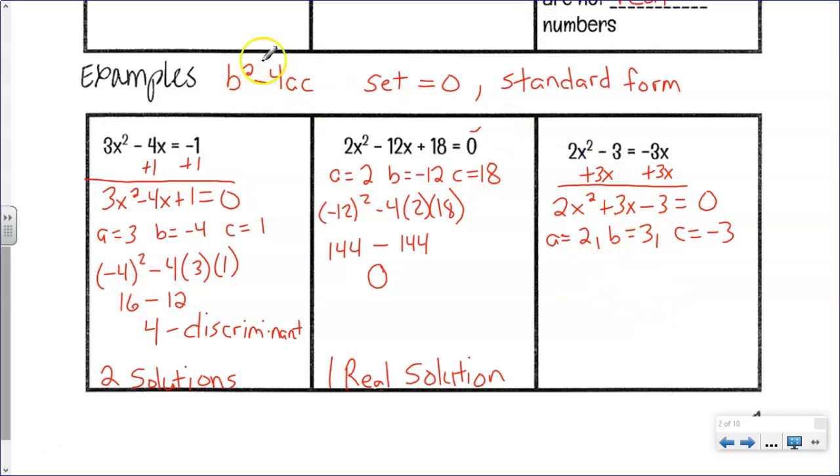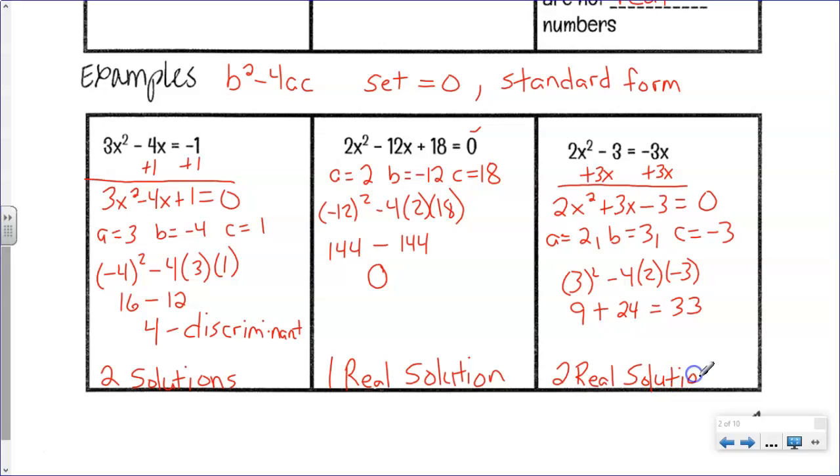Okay, so plug it in here. You need to know this formula. So we get 3 squared minus 4 times 2 times negative 3. 3 squared is 9. A negative and a negative make a positive. 4 times 2 is 8. Times 3 is 24. 9 plus 24 equals 33. This is our discriminant. It is greater than 0, so I have two real solutions.